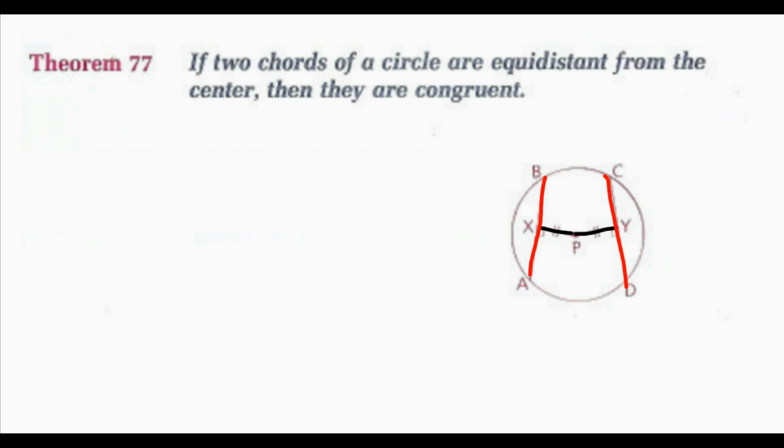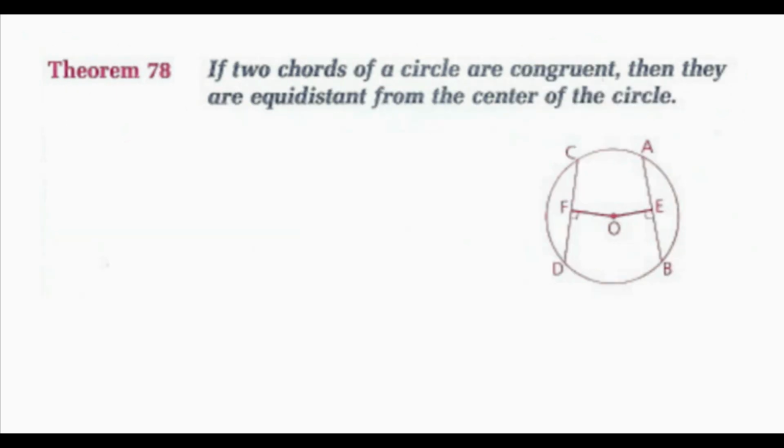This is because if I draw in my radii AP, DP, CP, and BP, I'm creating four separate congruent triangles. Then AX, XB, CY, and YD would all be congruent. I could add AX and XB to make AB, and CY and YD to make CD. Therefore, AB would be congruent to CD. So, Theorem 77, if two chords of a circle are equidistant from the center, then they are congruent.